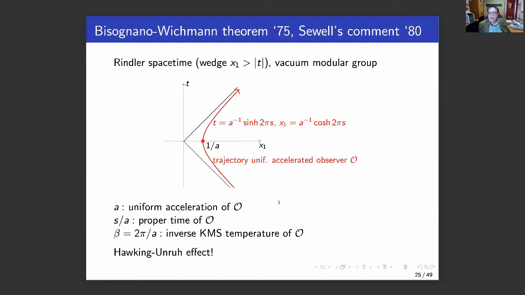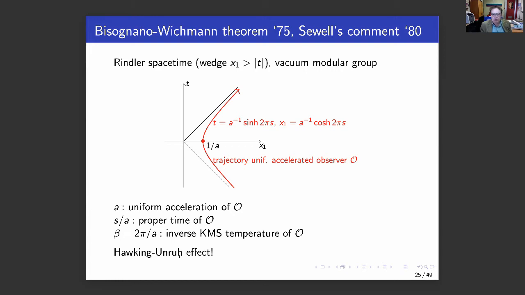The first answer came in '75 by Bisognano-Wichmann. It showed that if we take a Rindler spacetime, so it's a sort of wedge region, which is shaped this way, all the other directions are free, then the trajectory of the modular group is the trajectory of a uniformly accelerated observer. But modular time is not the natural parameter for the proper time, let's say, of the uniformly accelerated observer. There is a rescaling, beta equals 2 pi over a, where a is the proper acceleration. And Sewell commented that this is indeed the Hawking effect.